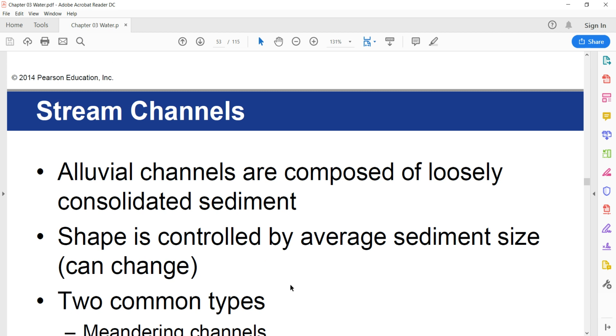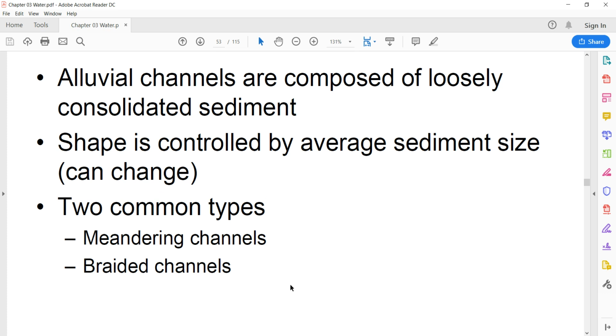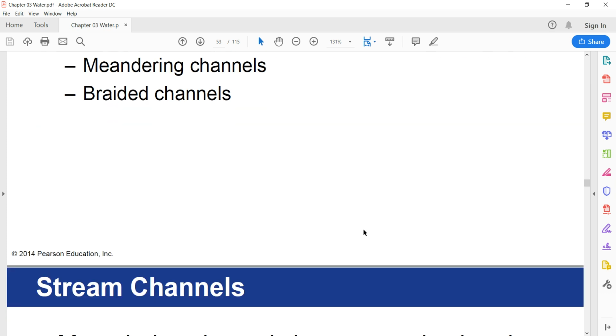Alluvium channels are composed of loosely consolidated sediment. Shape is controlled by average sediment size, and that can change over time because, as we discussed earlier, the size of the sediment, or the competence of the river channel, declines as it flows downstream. So there are two common types of alluvium channel: one is the meandering channel, another one is the braided channel.